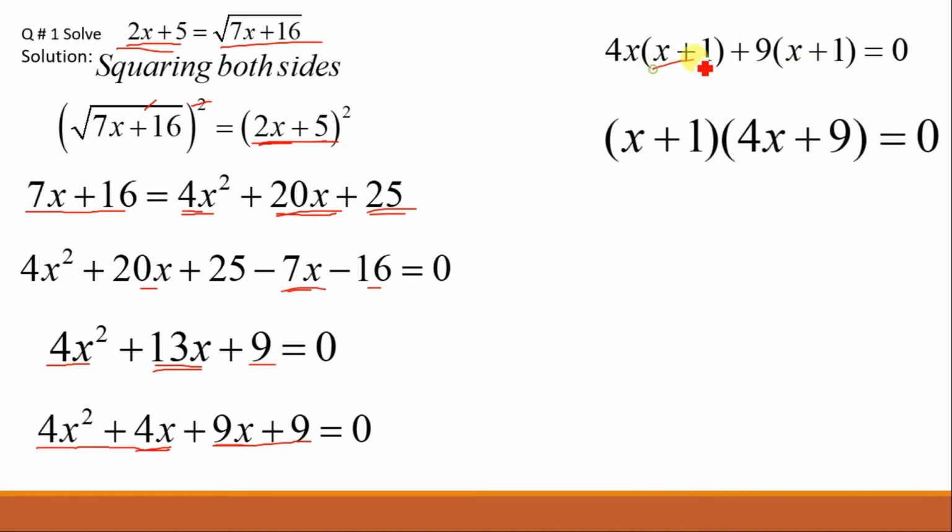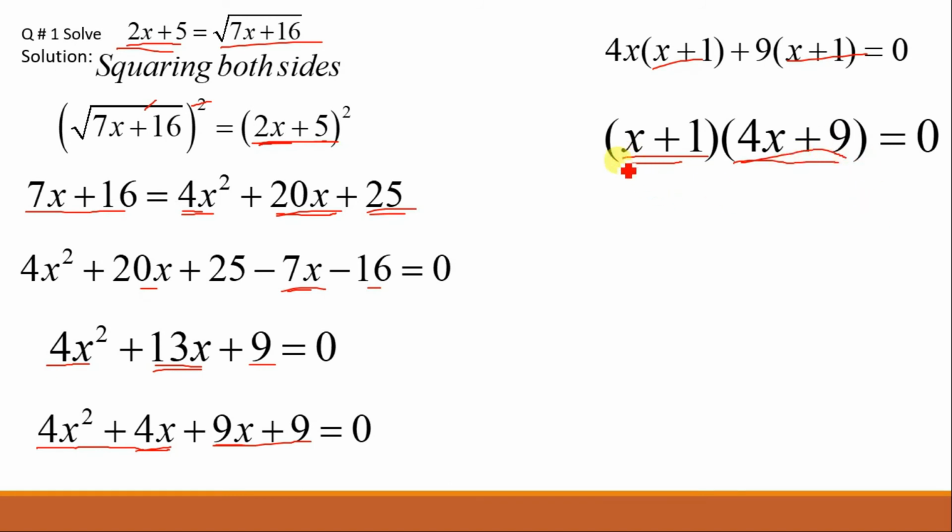We can take (x + 1) common from these two terms. So we are left with (x + 1)(4x + 9) = 0. Now we can see that the product of two terms is equal to 0, which is only possible if one of these two terms is equal to 0. The product of two terms can only result in 0 if and only if one of the two terms is equal to 0. That is, if the product of the two terms is equal to 0, then one of the two terms must be equal to 0.